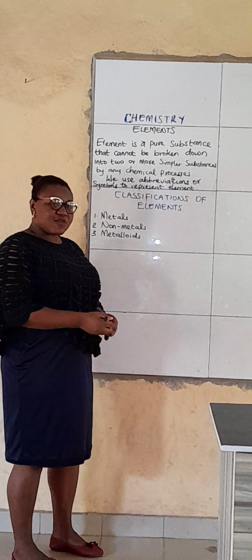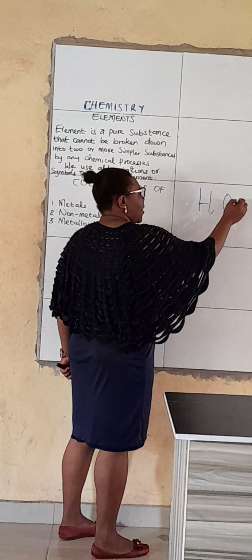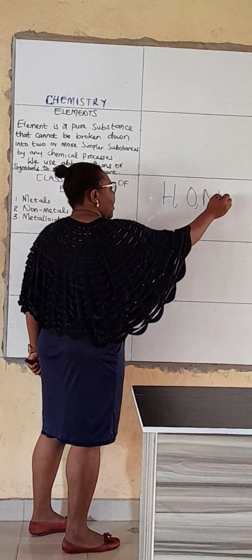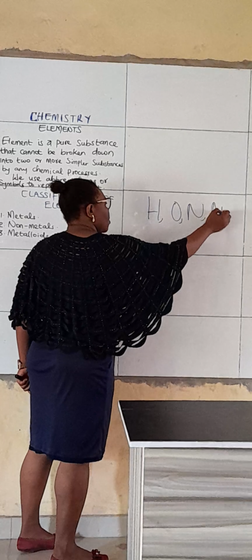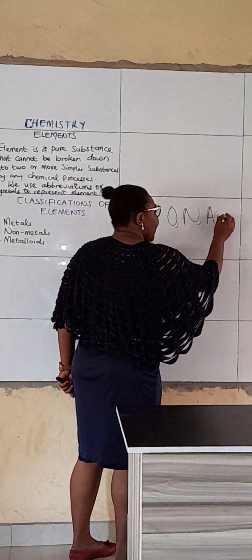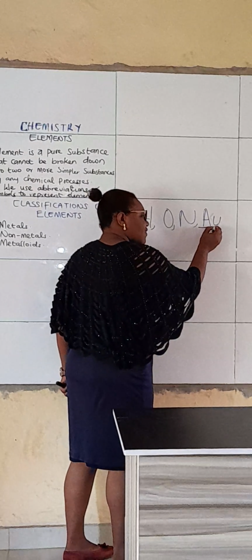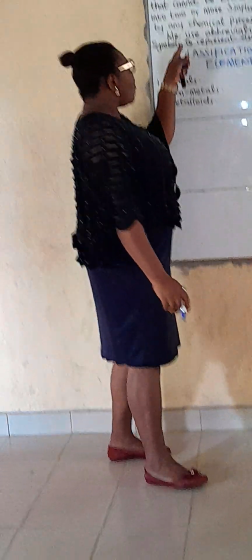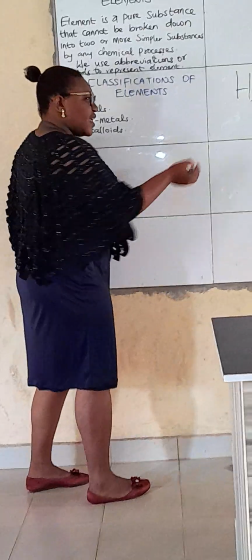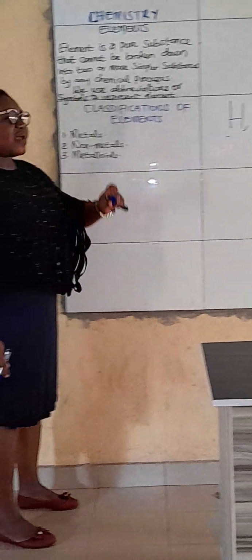Examples of elements: we have hydrogen, we have oxygen, we have nitrogen, we have gold. If you look at the board now, you will see that the first letter is usually written in capital letter, while the second one starts with one small letter. The reason I'm writing these abbreviations like this is that we use abbreviations and symbols in representing elements.